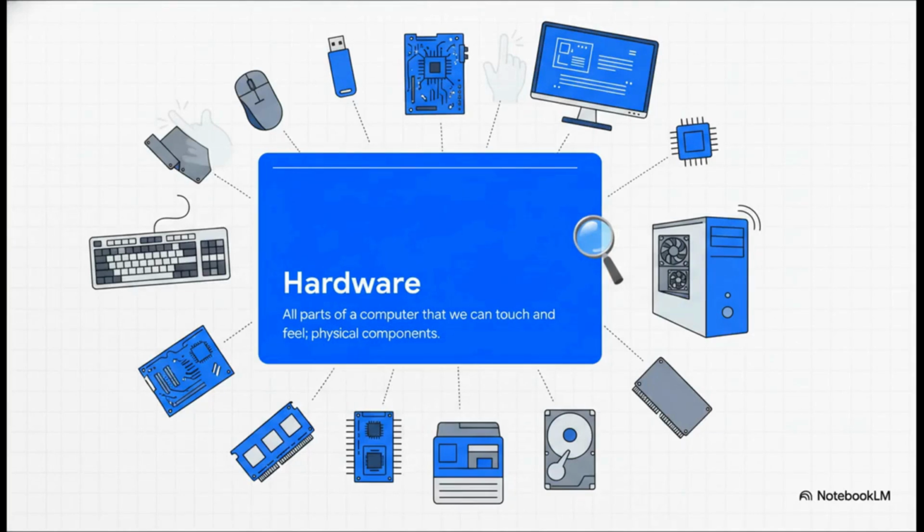Alright, so to start, we need a crystal clear definition. Hardware refers to all the parts of a computer that we can touch and feel. It's essentially a collection of physical components. So the absolute crucial point here is that if you can reach out and physically touch it with your hands, if it has weight, if it takes up space on your desk, you are interacting with hardware.